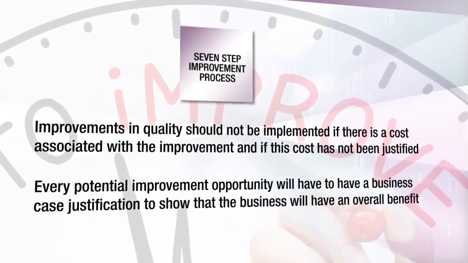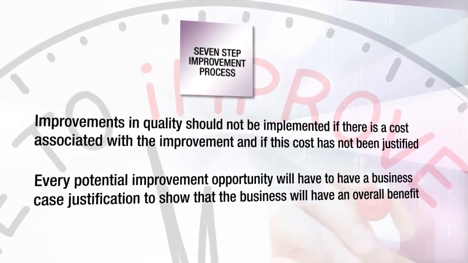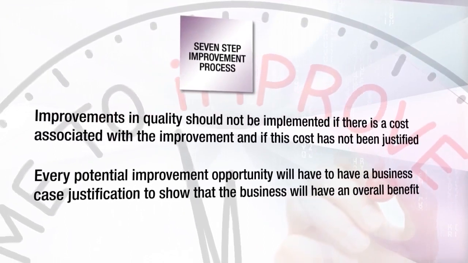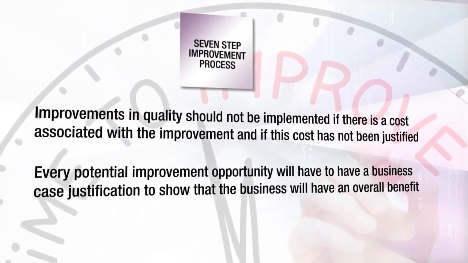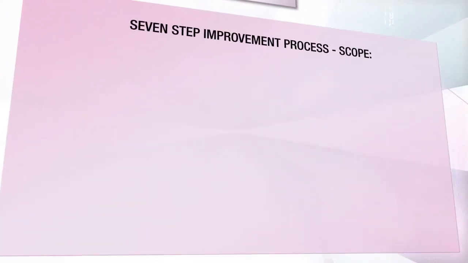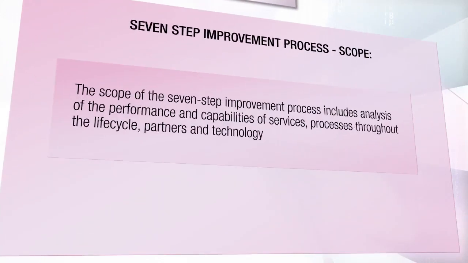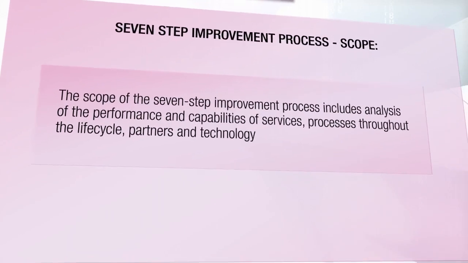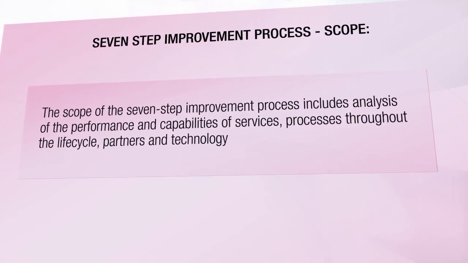Every potential improvement opportunity will have to have a business case justification to show that the business will have an overall benefit. The scope of the 7-step improvement process includes analysis of the performance and capabilities of services, processes throughout the lifecycle, partners and technology.